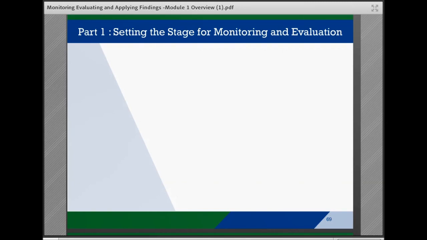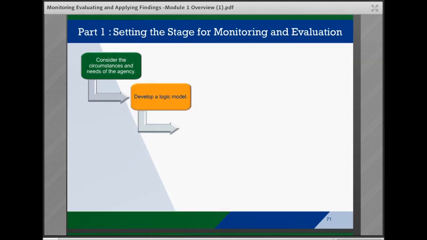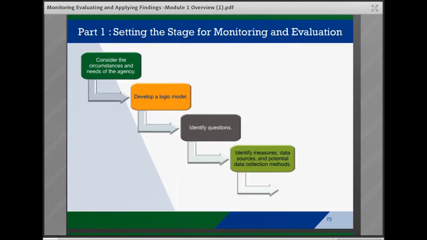Part 1 of the Monitoring, Evaluating, and Applying Findings Brief is setting the stage for monitoring and evaluation, which includes 5 interrelated functions. Consider the circumstances and needs of the agency, develop a logic model, identify questions, identify measures, data sources, and potential data collection methods, and develop an evaluation plan, including the study design. Given that monitoring and evaluation are dynamic processes that may evolve throughout a change and implementation initiative, these tasks may be revisited over time.